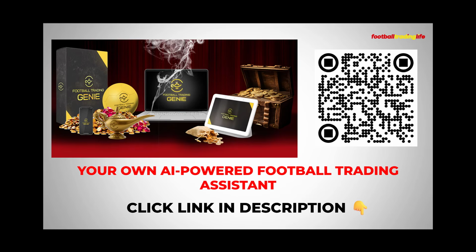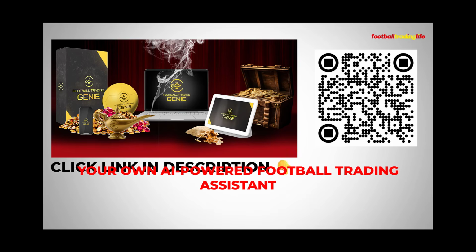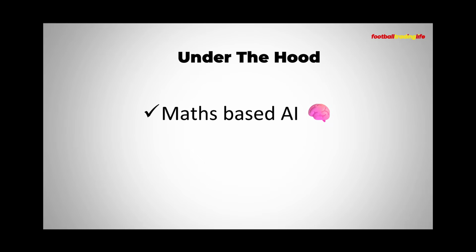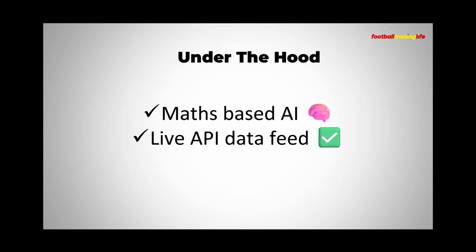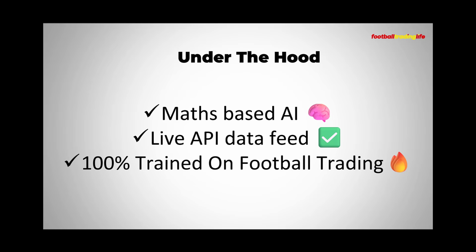Okay, hopefully you've seen everything you need to see. If there's any questions, you can leave them in the comments and we'll try and get to them. But pretty much, as mentioned earlier on, under the hood with this, you've got a maths-based AI, you've got a live API data feed, and it's 100% trained on football trading. Many people might think this is just ChatGPT with a football trading prompt, but obviously it's not. And hopefully we've shown you quite a lot of examples of why that is not the case. The Football Trading Genie, it's built completely differently, and this is AI thinking exactly like a football trader.